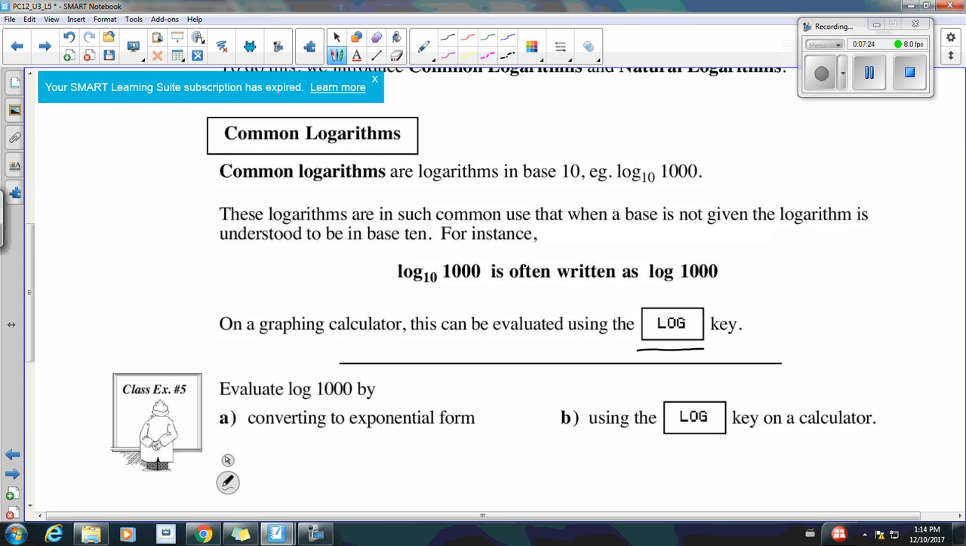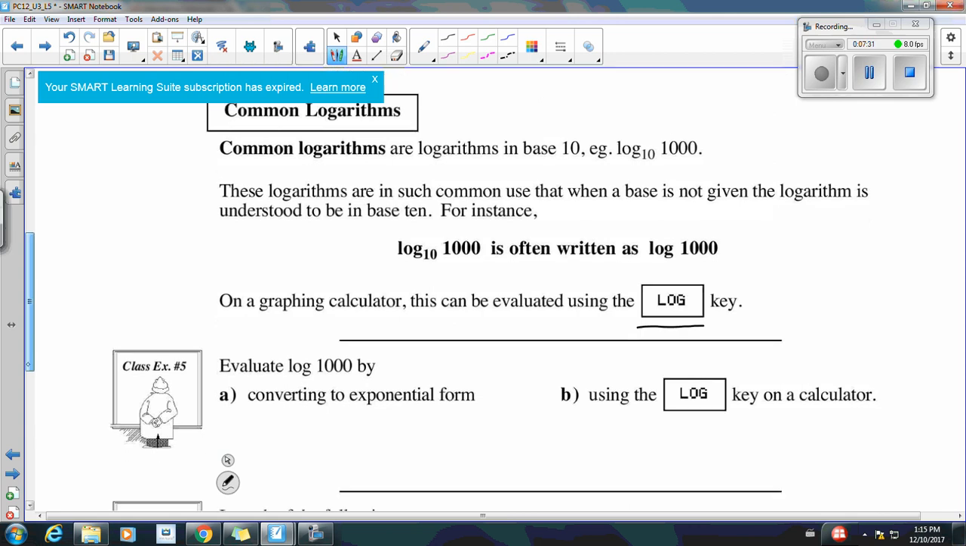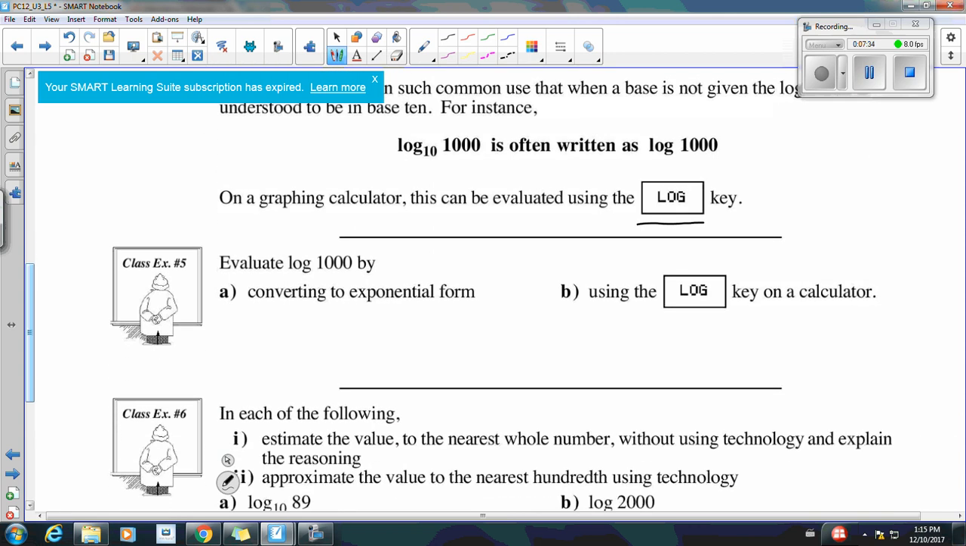Yours, you can actually pick the base. So if you want a base of 10, on most of your calculators you're going to have to put in 10. On a different style, it just assumes 10, and we have to do something else if our base is different.